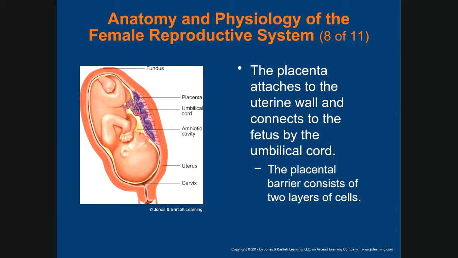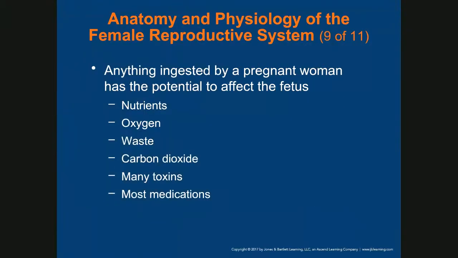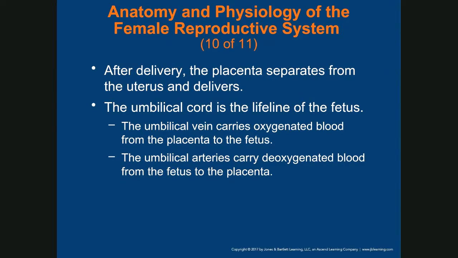The placental barrier consists of two layers of cells. Now, anything ingested by a pregnant woman has the potential to affect the fetus. So nutrients, oxygen, waste, carbon dioxide, many toxins, most medications, right? Once ingested by the pregnant woman, it can have effects on the fetus. After delivery, the placenta separates from the uterus and delivers.